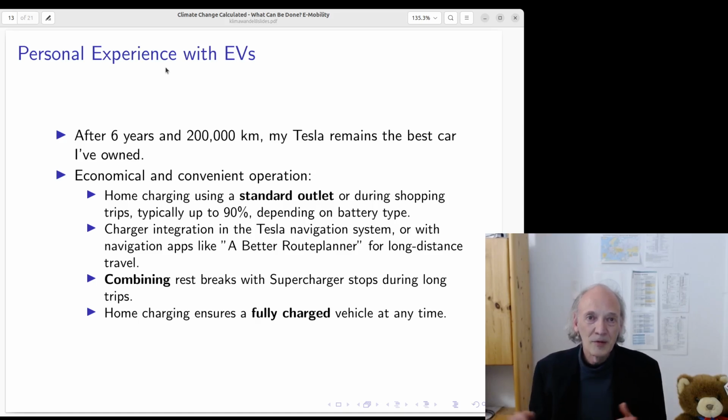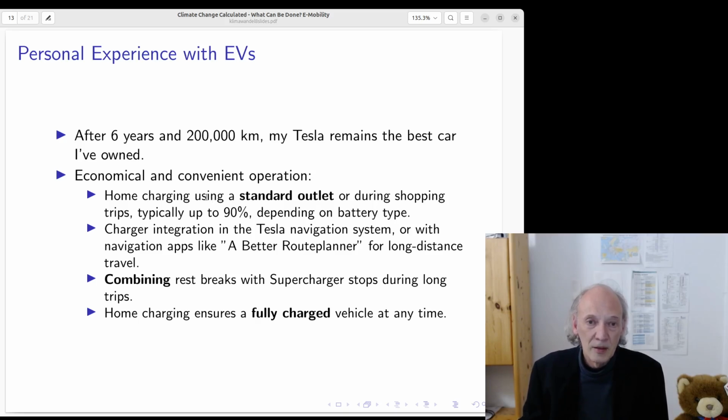So this is my personal experience with EVs. I have a Tesla, and it's now about 6.5 years old, and it already has 200,000 kilometers on it, so it shows I drive a lot. And my Tesla remains the best car I've owned, so I'm still enthusiastic about it. There was really nothing wrong with it, no repairs. It's very reliable, and it always works. It is also economical and convenient in operation.